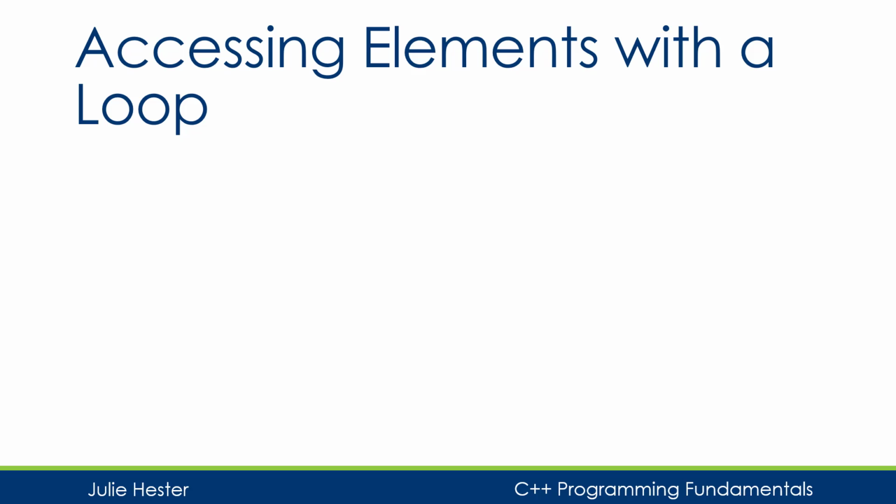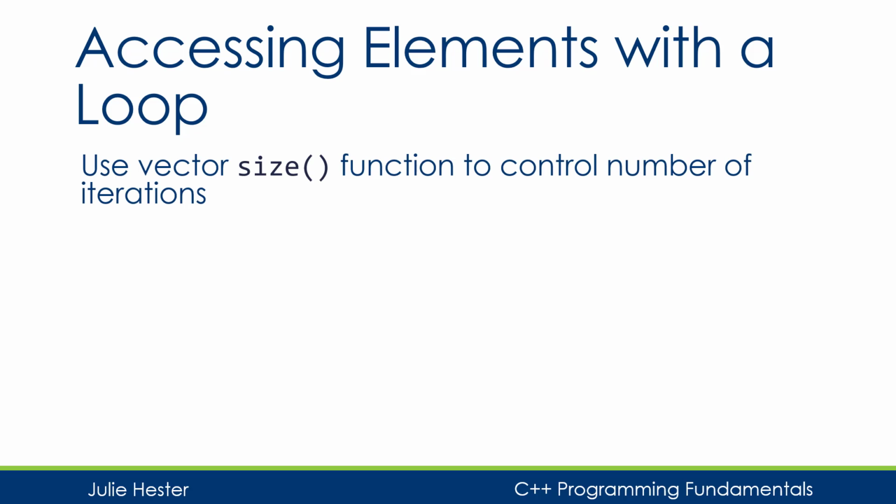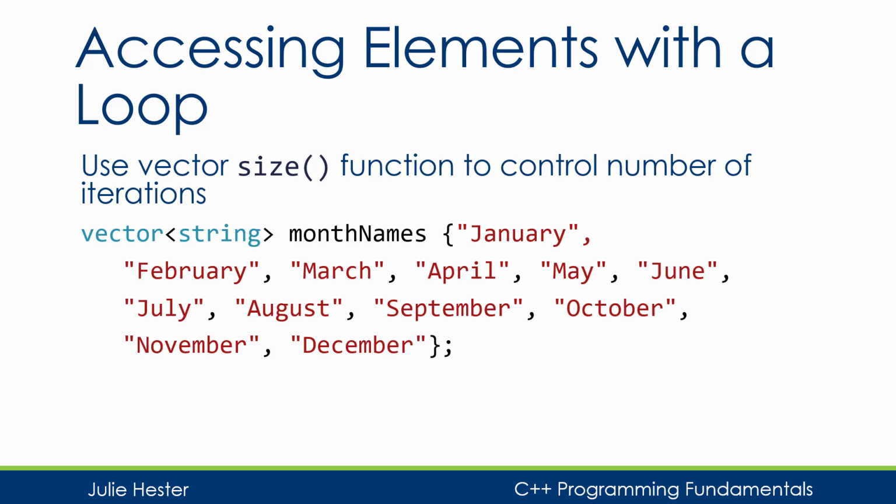A lot of times when we're working with either an array or a vector, we may want to access each element. So loops work well with this. And one nice thing about vectors is we can use the size function to tell our loop how many times to iterate. Here is a vector of 12 strings named monthNames. And when I created this vector, I set each of the 12 elements to a different string representing the name of a different month.